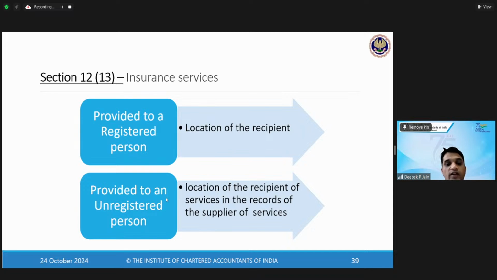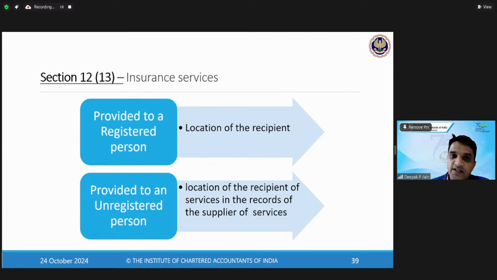If it is provided to an unregistered person, then the location of the recipient of the services in the records of the supplier of services. What is the location of the recipient in the records of the supplier of service? That will become the place of supply, which means when an insurance service is provided to anybody, they will always have the address. In banking, we saw there are exceptions, but in insurance services, it cannot be. So insurance service will always be to a person whose address is taken.